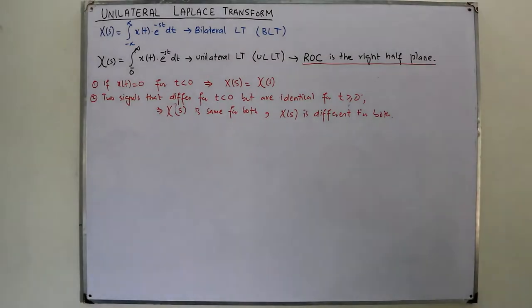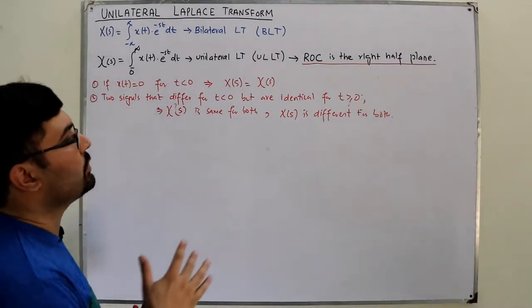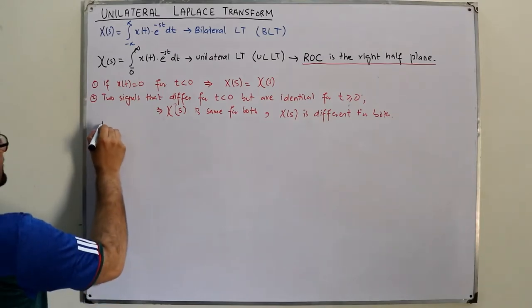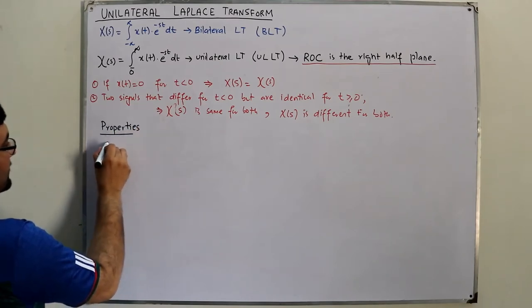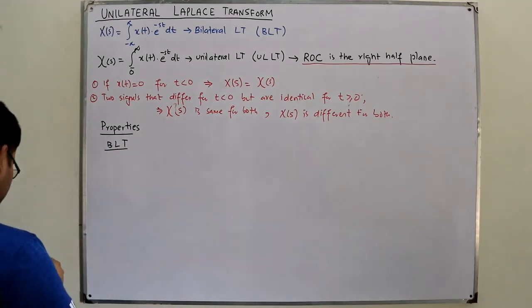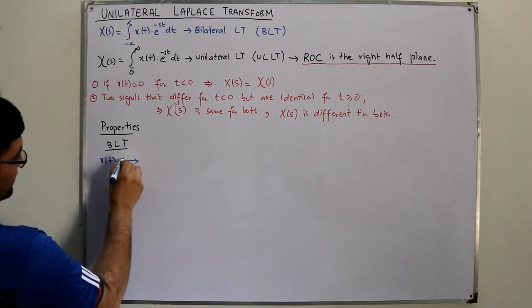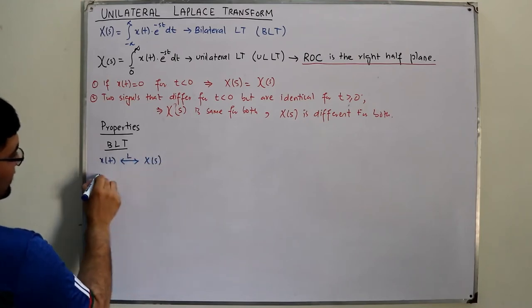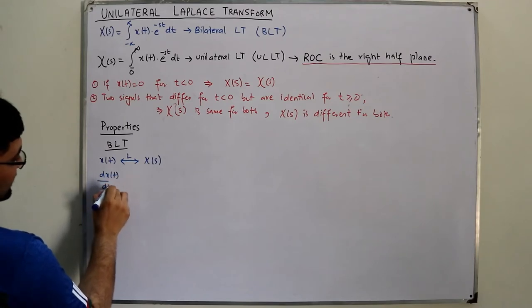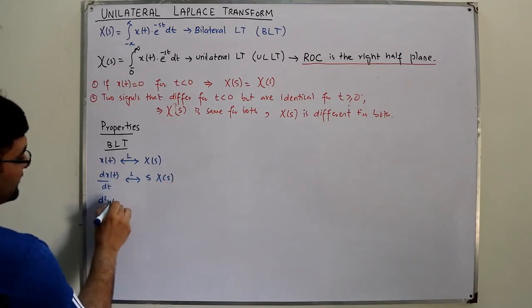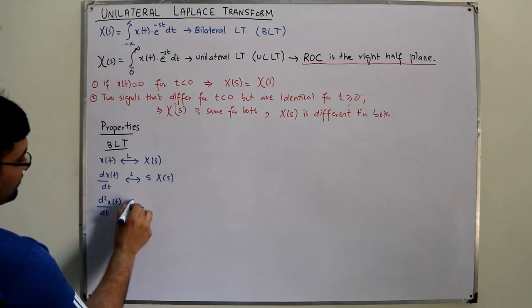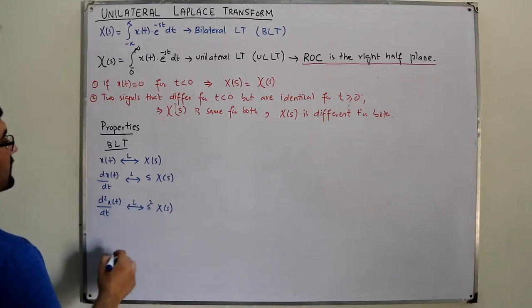Properties: we do not see all of them, but we would only talk about the difference, and the difference is in the differentiation property. If you have the bilateral Laplace transform, and x of t is a signal that has a Laplace transform x of s, the derivative of x of t would have a Laplace transform s times x of s. The second derivative of x of t would have a Laplace transform s squared times x of s, and you go on like this.